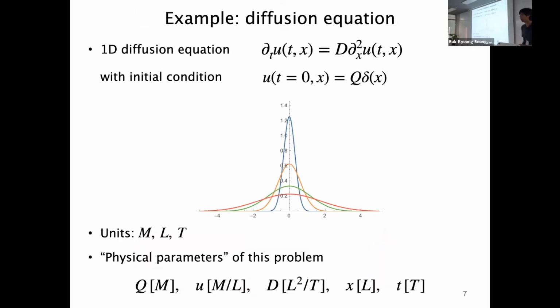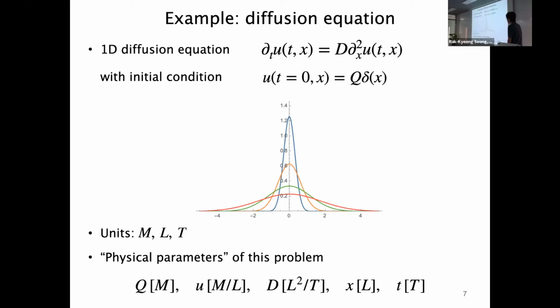Let me give you a simple and elementary example to see this feature. What we consider here is the one-dimensional diffusion equation with this initial condition. There's going to be a pile of charge at the center at t equals 0. And as you can expect, these charges are going to diffuse outward in the course of time, in this way.